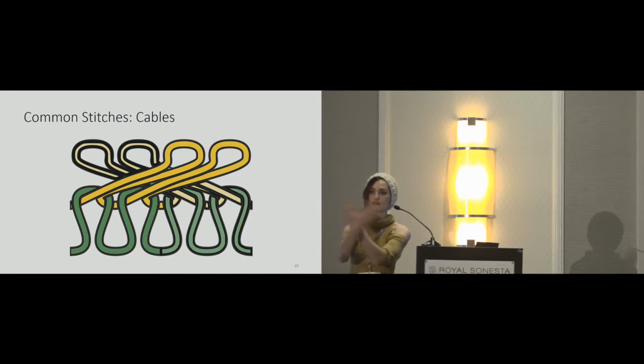And then you can also cross these loops one over the other, so you have a three-dimensional feature here, and we call this cabling, or traveling stitches, colloquially. And this gives a very interesting springy effect to the fabric.